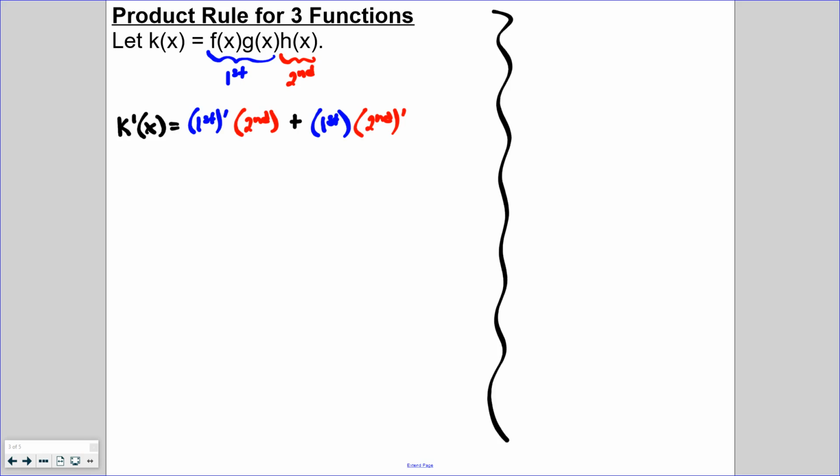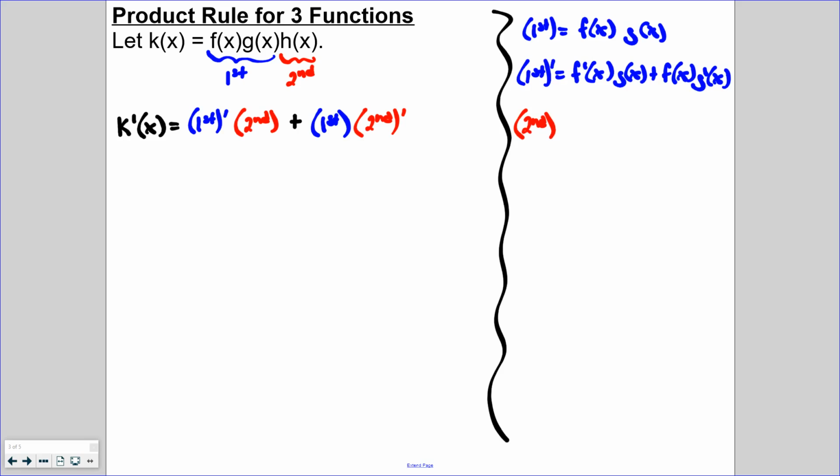So let's see, we know that our first function is going to be f of x times g of x. And to find the derivative of the first function, that's just going to be our normal product rule: derivative of the first times the second plus the first times the derivative of the second. Our second function, we said, is going to be h of x. And finding the derivative of this is super easy. It is just h prime of x.